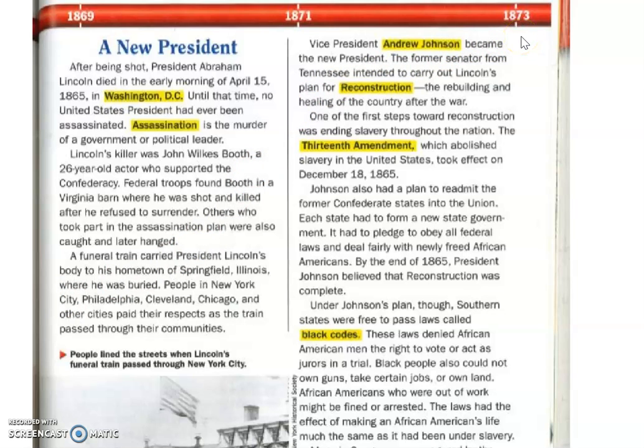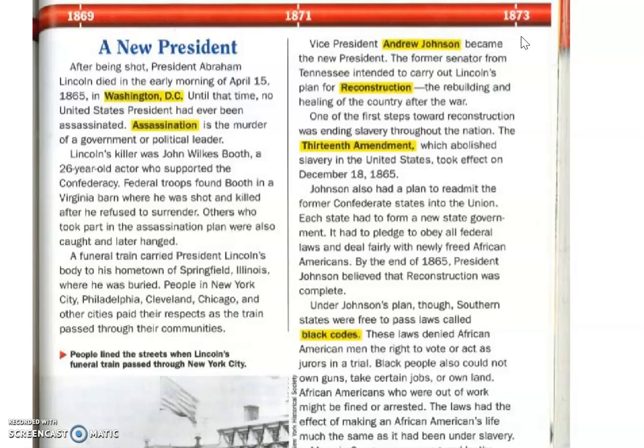The former senator from Tennessee intended to carry out Lincoln's plan for Reconstruction, the rebuilding and healing of the country after the war. One of the first steps toward Reconstruction was ending slavery throughout the nation. The 13th Amendment, which abolished slavery in the United States, took effect on December 18, 1865. Johnson also had a plan to readmit the former Confederate states into the Union. Each state had to form a new state government. It had to pledge to obey all federal laws and deal fairly with newly freed African Americans.